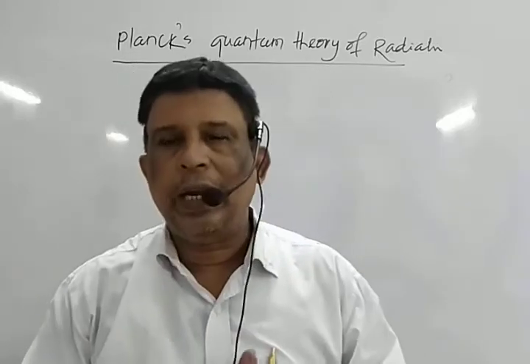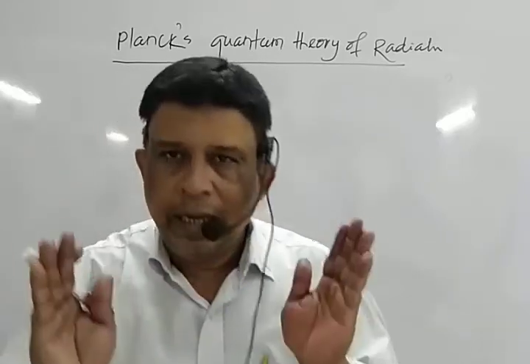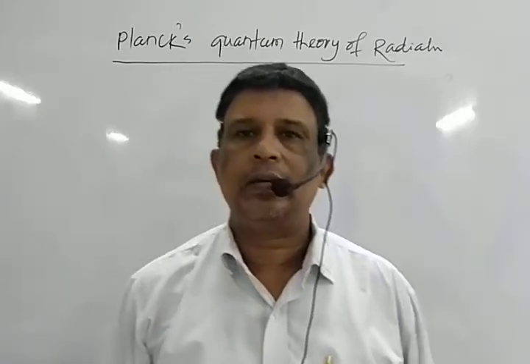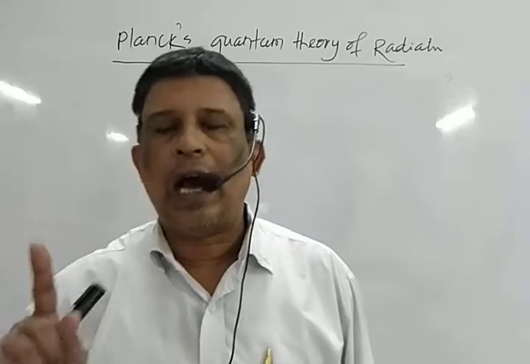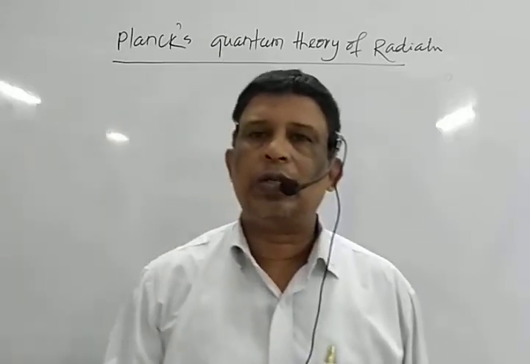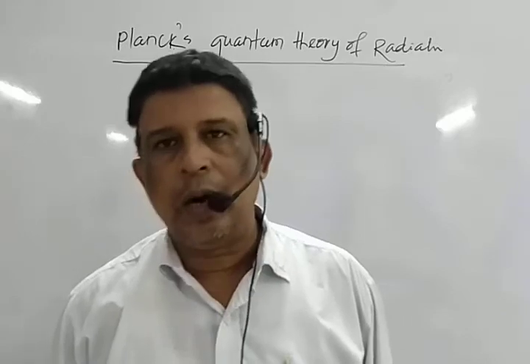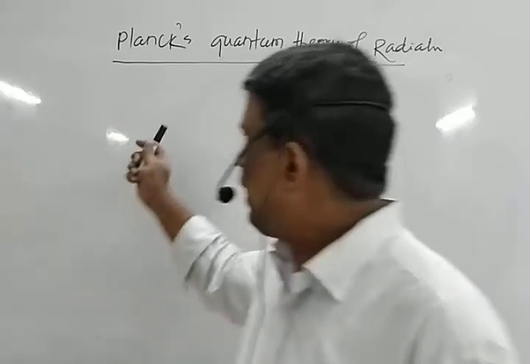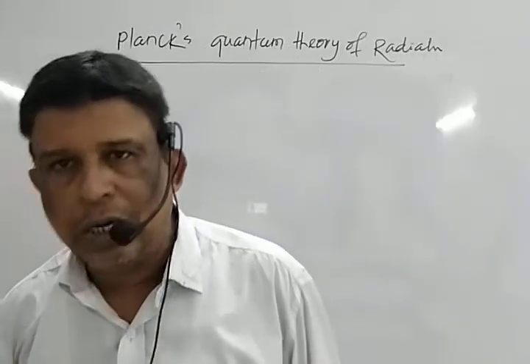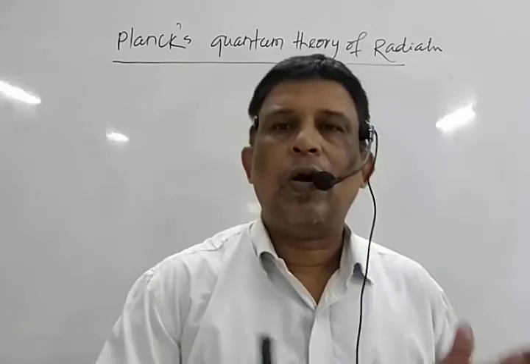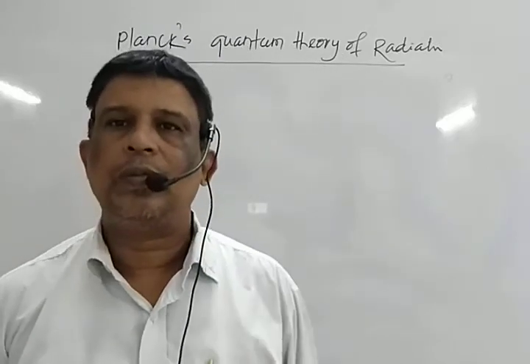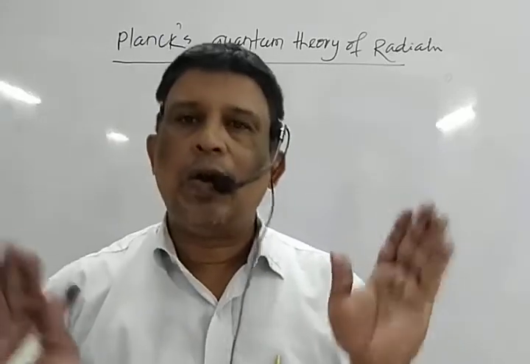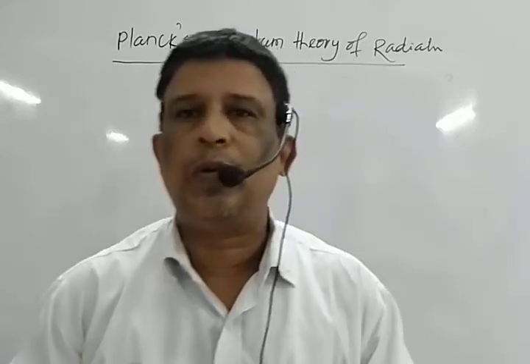The energy is emitted or absorbed by a body discontinuously in the form of a bundle or packet. I repeat again. Energy is emitted or absorbed by a body discontinuously in the form of packets or bundles. That packet or bundle of energy is known as a quantum. In case of light, that energy bundle is known as a photon. The energy may be from any source, then it is known as quantum. If that energy bundle is related to light, then it is known as photon.